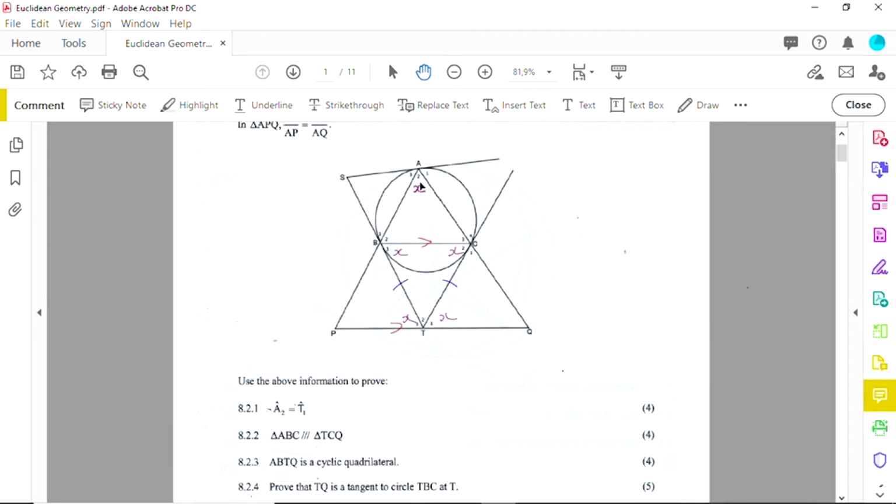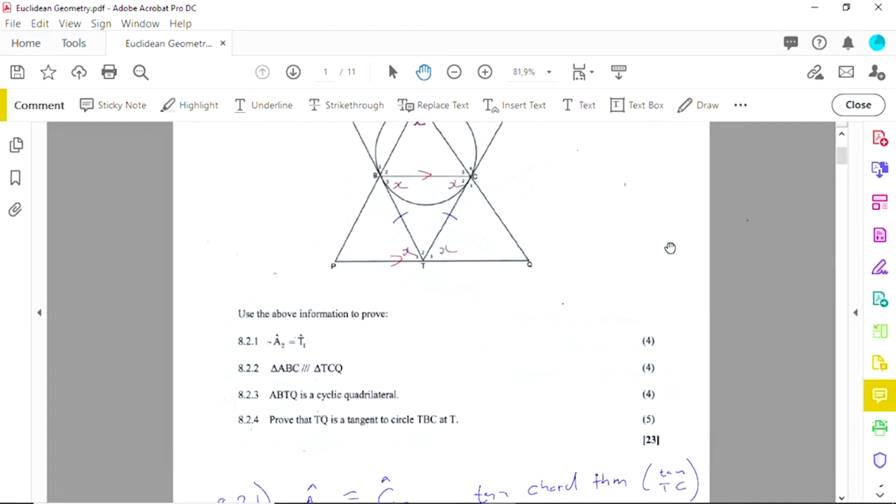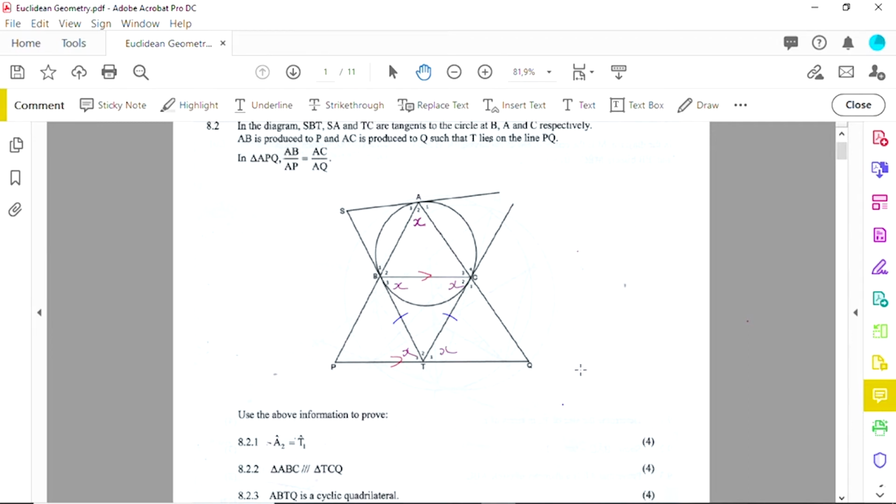We can start off with the given information. Clearly, this has been proven, and it is equal between these two triangles. So we can use that information. So we have A2 equal to T1, and that has been proven. So we just need to find one more angle in TCQ that is equal to an angle in ABC. So the best guess to work with would be C1. Now look at C1. Which other angle is equal to C1? Pause and think about it.